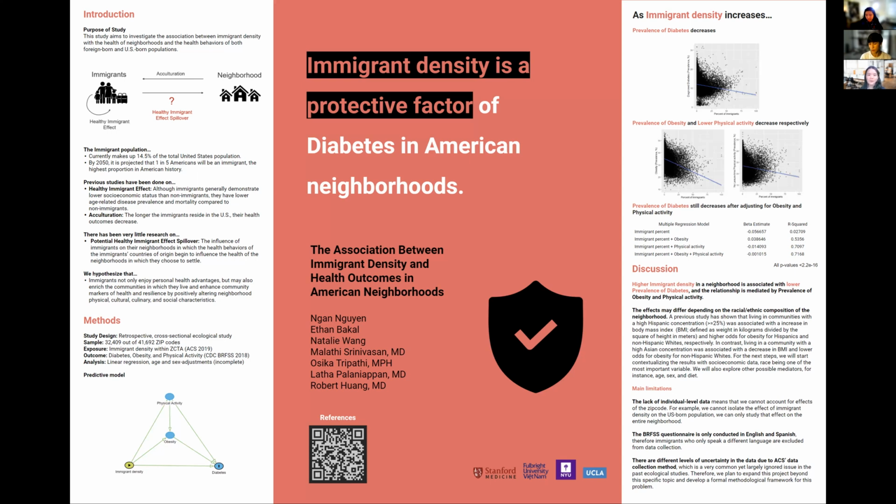And our study has three main limitations. The first one is the lack of individual level data, which means that we cannot account for effects of the zip code. Secondly, the BRFSS questionnaire is only conducted in English and Spanish, so immigrants who only speak a different language are left out. A third limitation would be the different levels of uncertainty in the data, which is actually a very common yet largely ignored issue in past ecological studies. Therefore, we plan to spend more time after the program to develop a formal method for this.